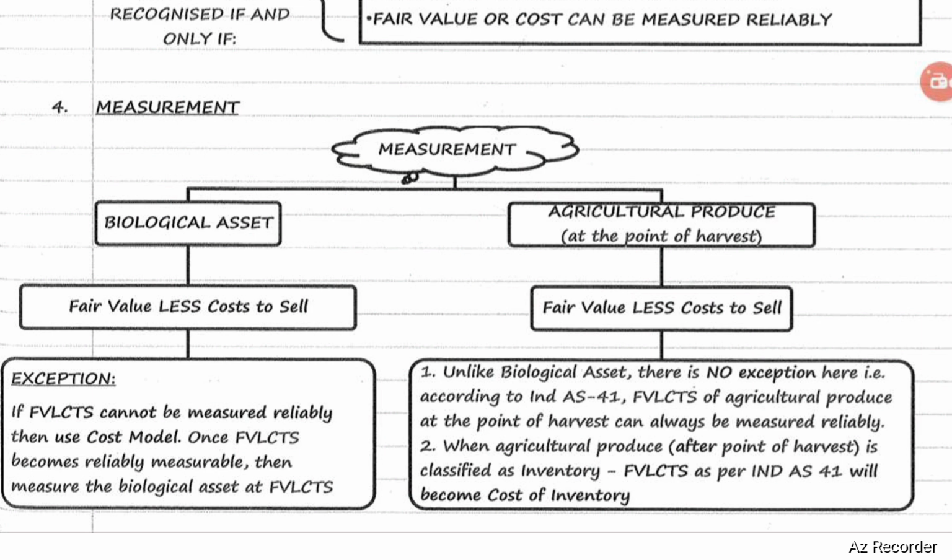Next, agriculture produce at the point of harvest. It will be valued at fair value less cost to sell. Unlike biological asset, there is no exception here. That is, according to Ind AS 41, fair value less cost to sell of agriculture produce at the point of harvest can always be measured reliably. When agriculture produce after the point of harvest is classified as inventory, fair value less cost to sell as per Ind AS 41 will become the cost of inventory as per Ind AS 2.